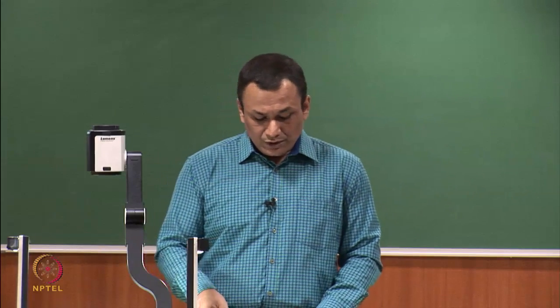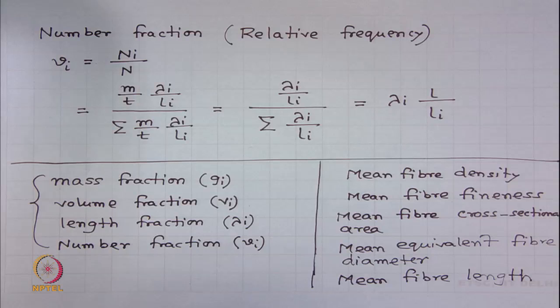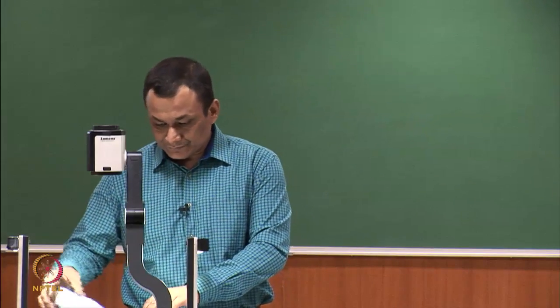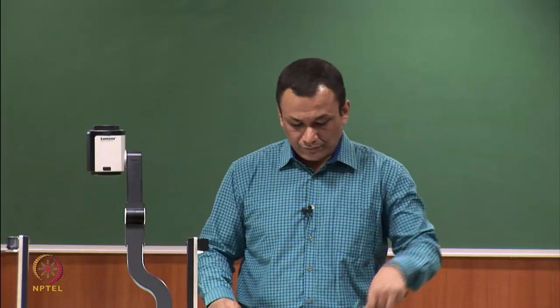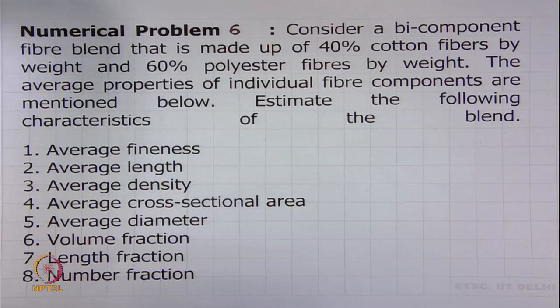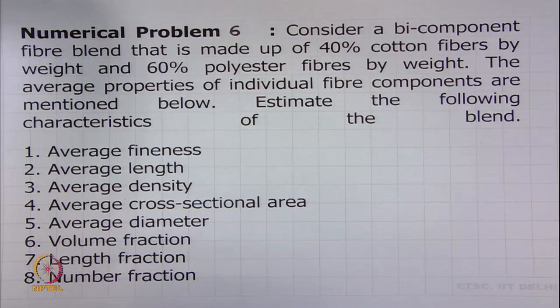Now, we will apply whatever we learned by now with the help of one numerical problem. In that way, we will characterize comprehensively a fiber blend. So, we have our 6th numerical problem. Consider a bicomponent fiber blend. Bicomponent fiber means it consists of 2 components. Tricomponent means 3 components. Monocomponent means 1.